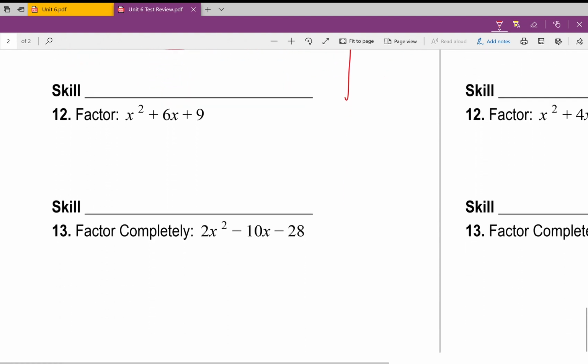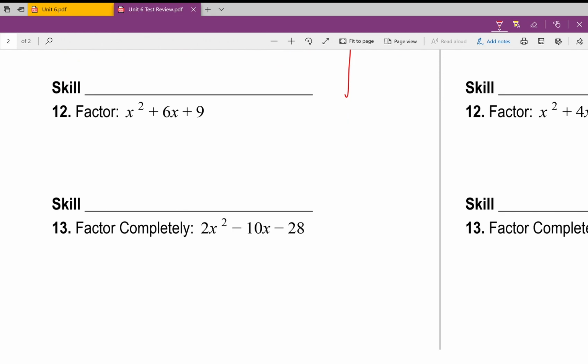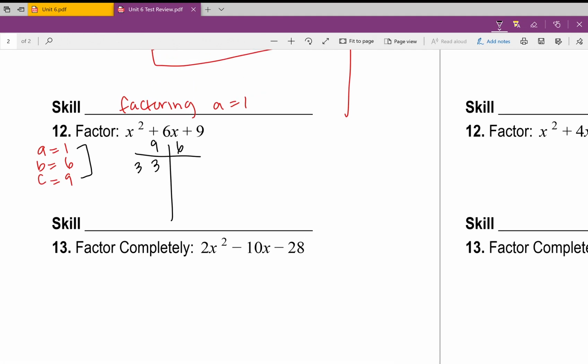Okay, let's look at number 12. Number 12 is factoring when a is equal to 1. So since a is equal to 1, we just start by labeling our a, b, and c. A is 1, b is 6, and c is 9. Remember, we multiply a times c, so 1 times 9, which is 9, and then 6 goes here. So two numbers that multiply to 9 but add to 6, that's going to be 3 times 3, because 3 plus 3 is 6.